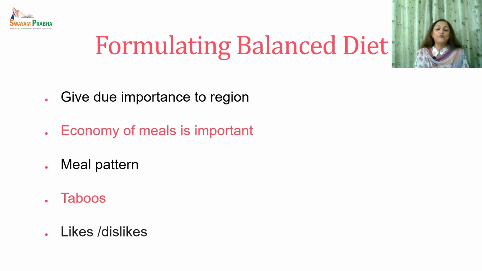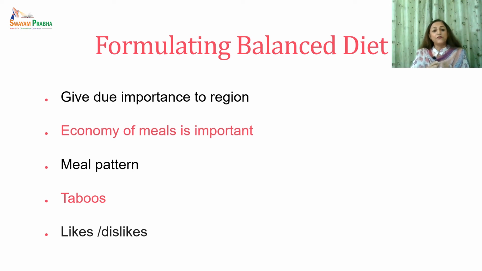And economy of meals is an important determinant. No diet is successful if we cannot plan it within our means. So the purchasing power of our family has to be considered, because if we are planning a meal which contains very expensive ingredients and ready to cook or convenience foods which are very expensive, it is going to disturb our budget, and we cannot sustain such a diet for a longer period of time. So it is important that economy of meals is taken into consideration.